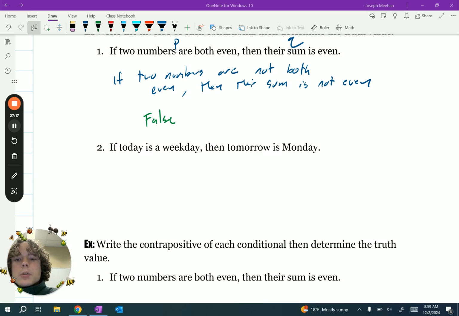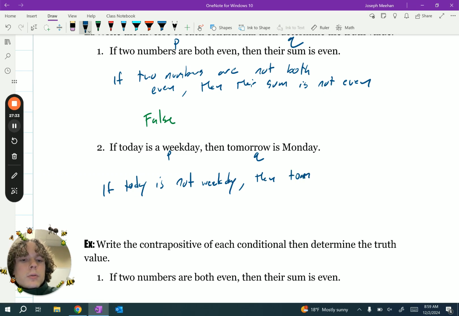Number 2 here says, if today is a weekday, then tomorrow is Monday. That's the P, there's the Q. So the inverse of this should say, if today is not a weekday, then tomorrow is not Monday. And I can't really spell tomorrow. All right. If today is not a weekday, then tomorrow is not Monday. That's the inverse of our conditional.